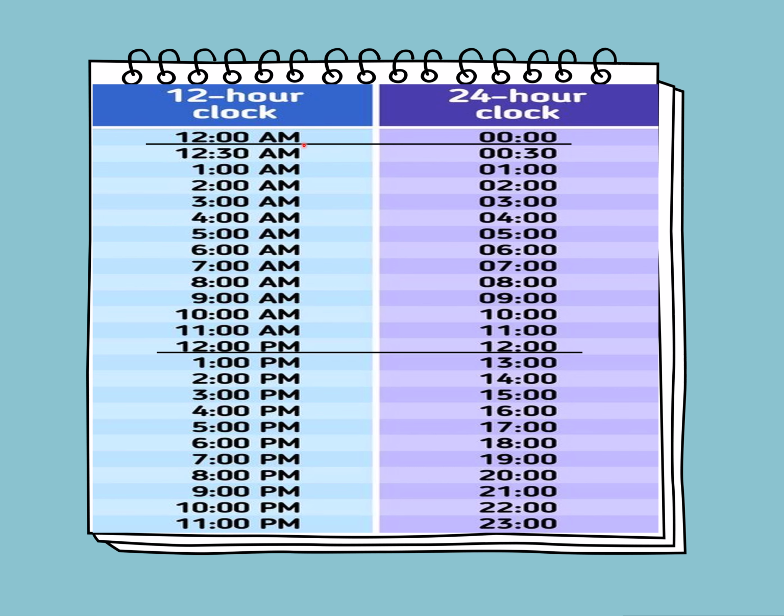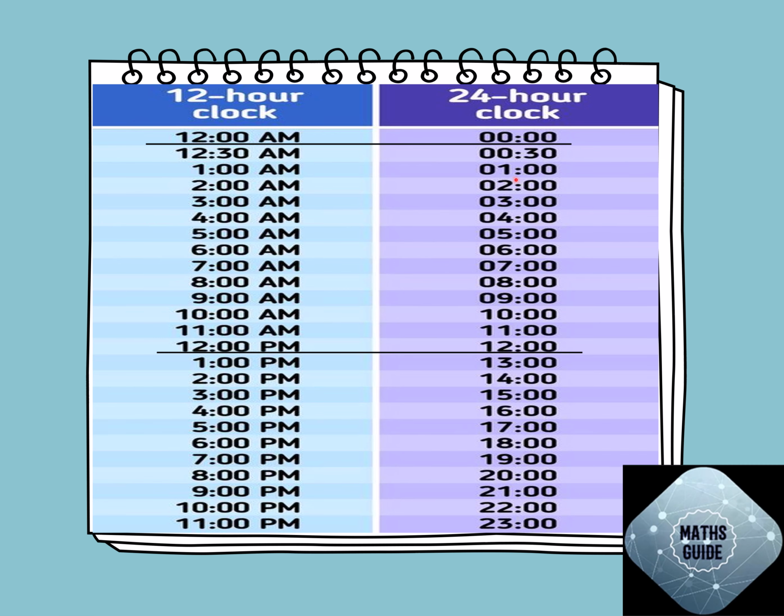But now look at this 12 AM. It is the starting time of the day, so in a 24-hour clock we write it as 00, then a colon, then 00. And 12:30 AM will be 00:30. It means 12 midnight is written as 00:00 in a 24-hour clock. Now comes PM.